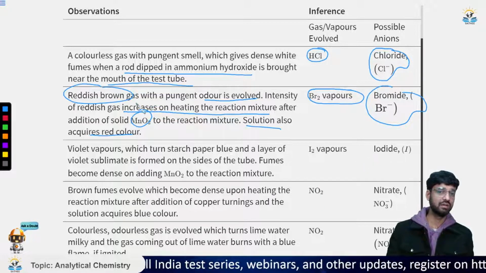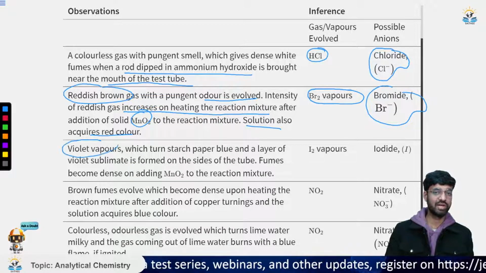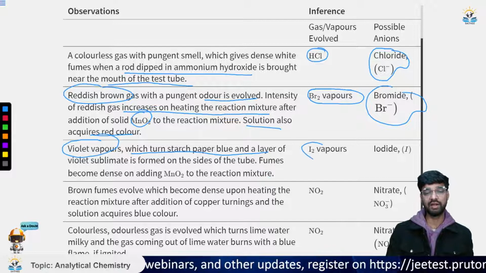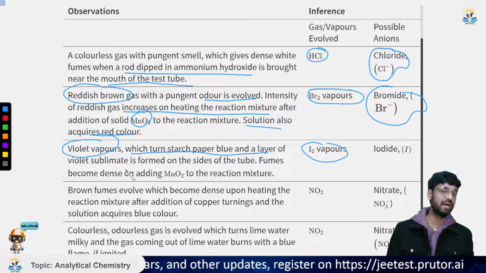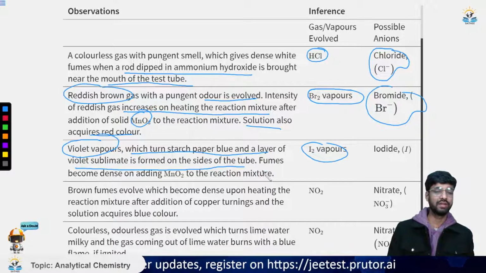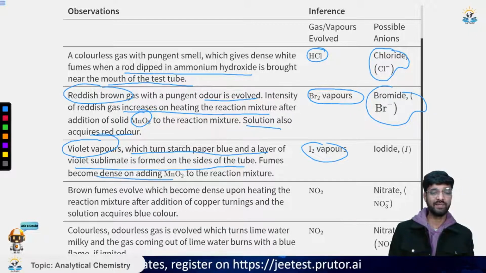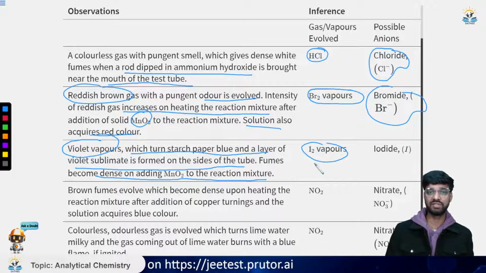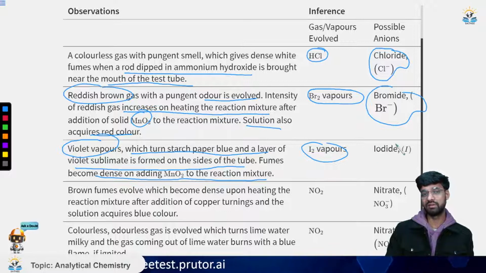Next is violet vapor. If you have violet vapors which turn starch paper blue, we know that iodine turns starch paper blue, and a layer of violet sublimate is formed on the side of the tube. The fumes become dense on adding MnO2 to the reaction mixture. Then it is iodine vapor, and iodide ion may be present. So I minus here.